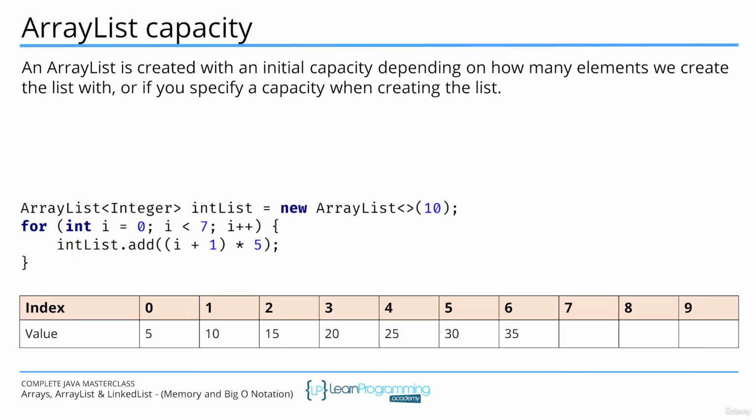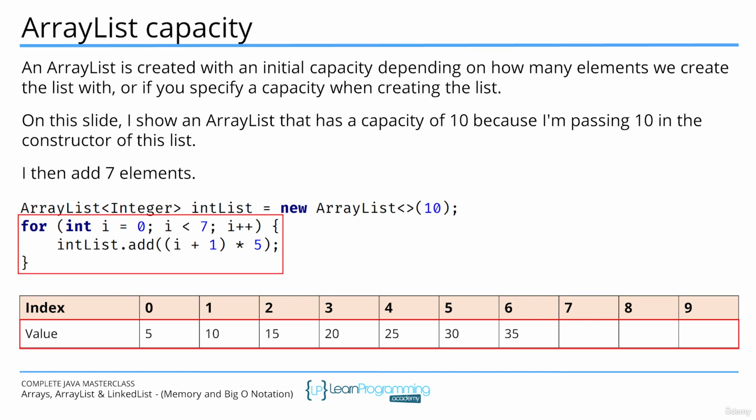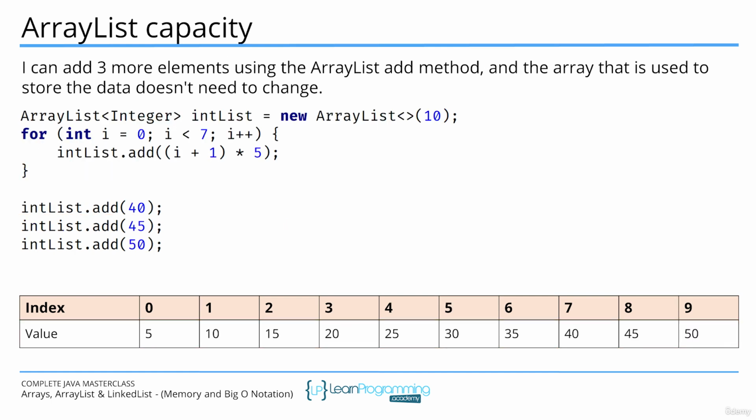An array list is created with an initial capacity depending on how many elements we create the list with, or if you specify a capacity when creating the list. On this slide I show an array list that has a capacity of 10 because I'm passing 10 in the constructor of this list. I then add 7 elements. I can add 3 more elements using the ArrayList add method, and the array that is used to store the data doesn't need to change. The elements at indices 7, 8 and 9 get populated.